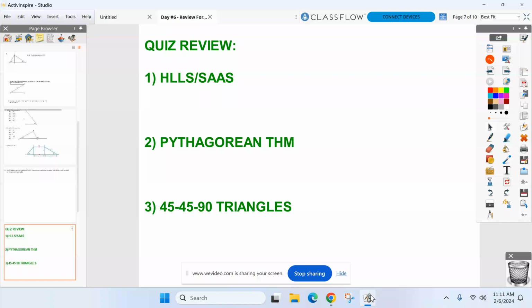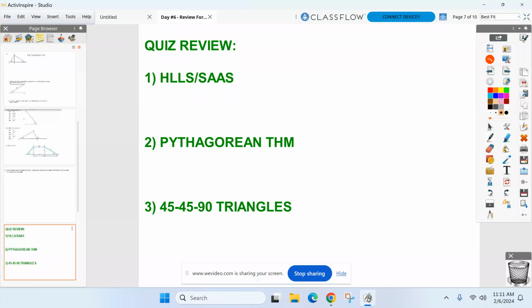Anyway, all right, tomorrow's quiz. It's 4 topics. Every problem will fall under one of 4 topics: Hills and SAS, Pythag, 45-45, or 30-60. Real quick review to make sure we're all on the same page. First one, Hills and SAS.